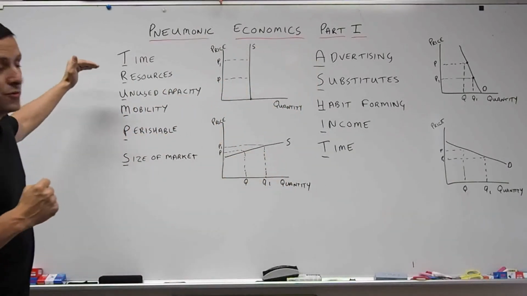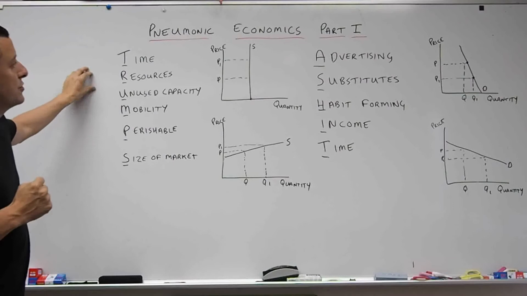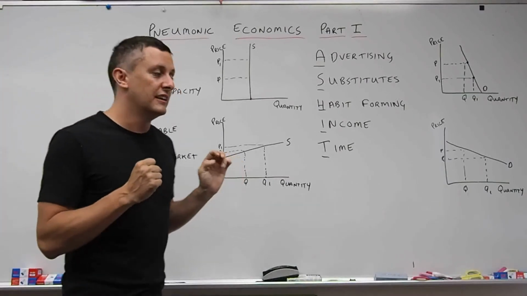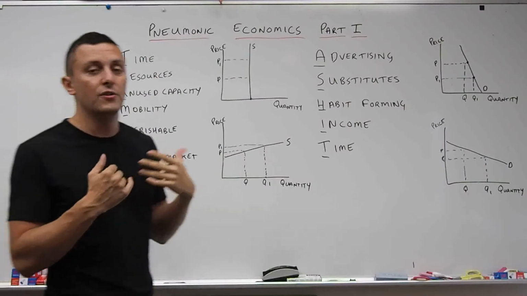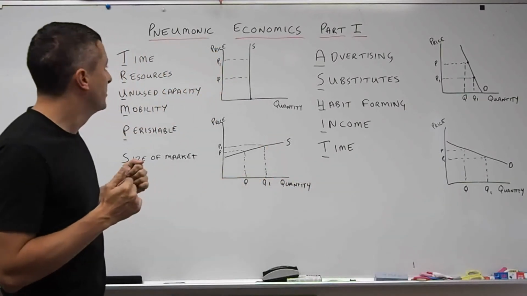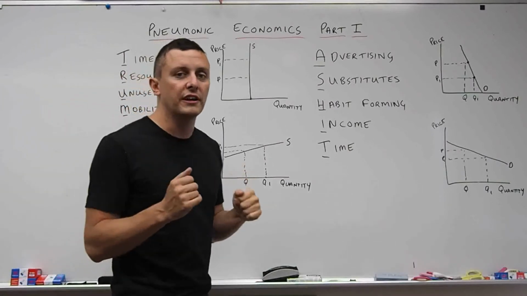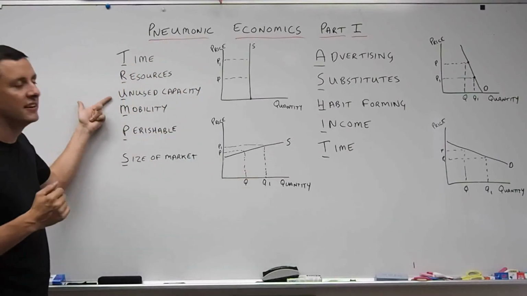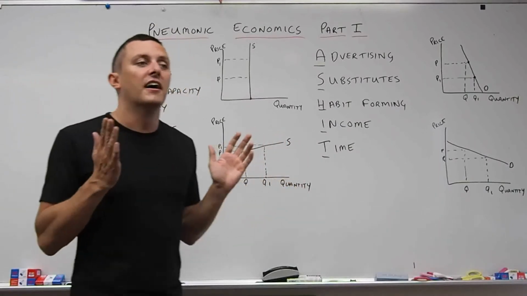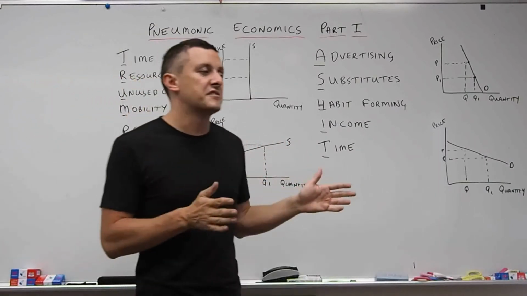Next one is resources. So what are the resources used in these goods? Are they easily obtained? Are they readily available? That's another key point to think about. Next one is unused capacity. A lot of students get confused with what that means. But again, it's fairly simple.